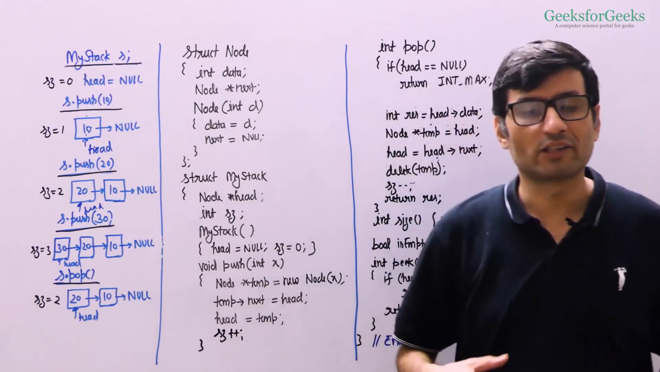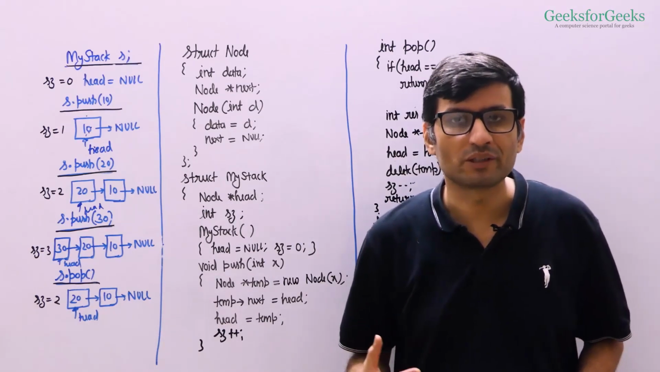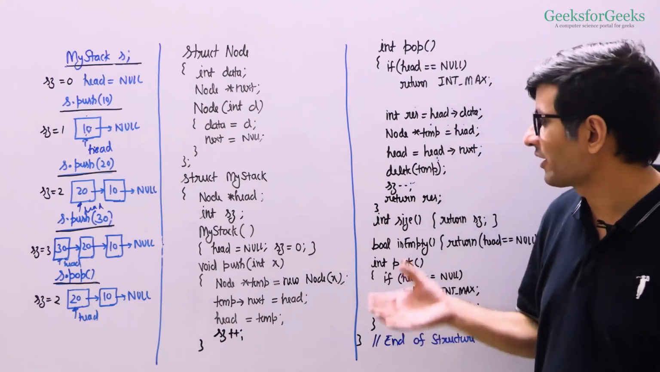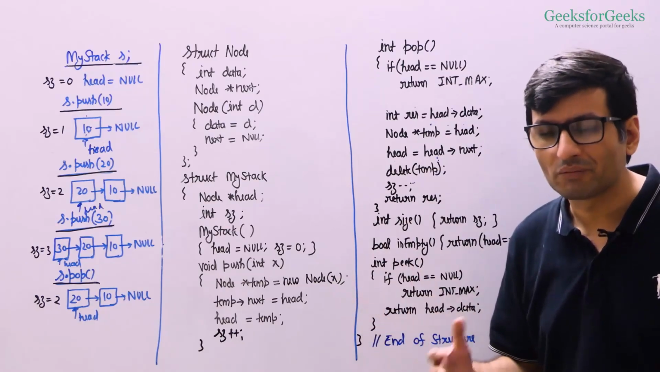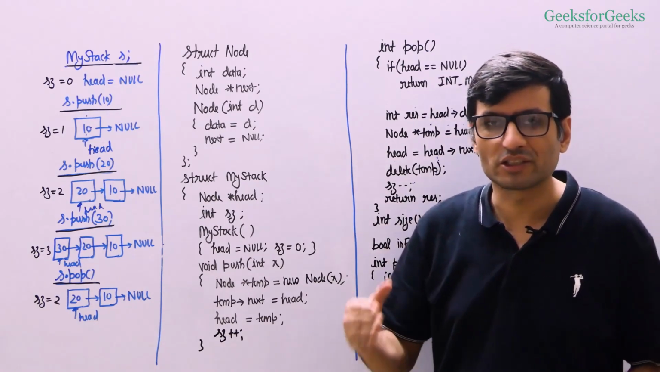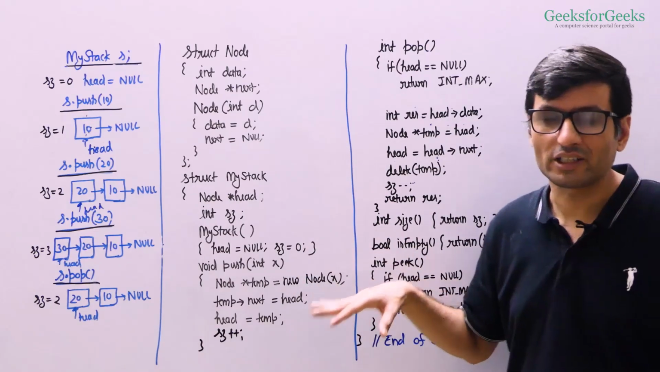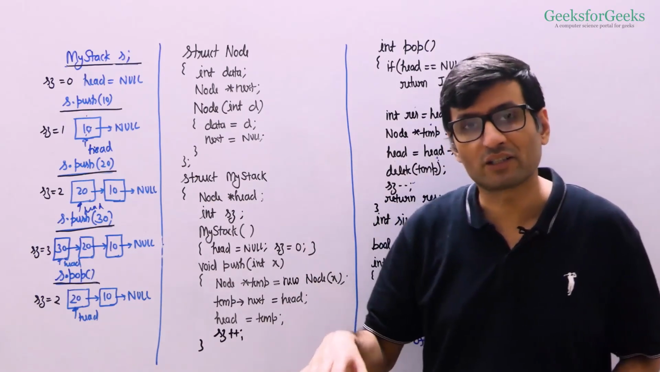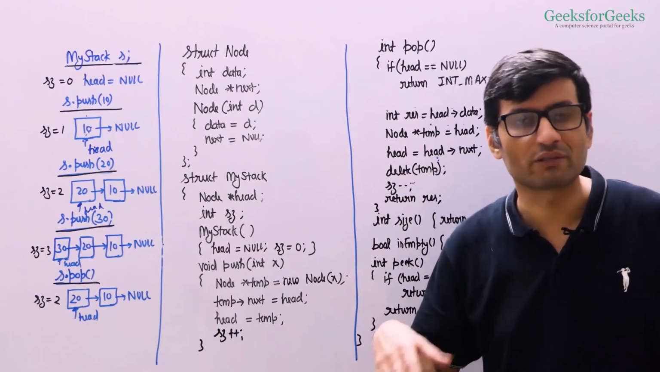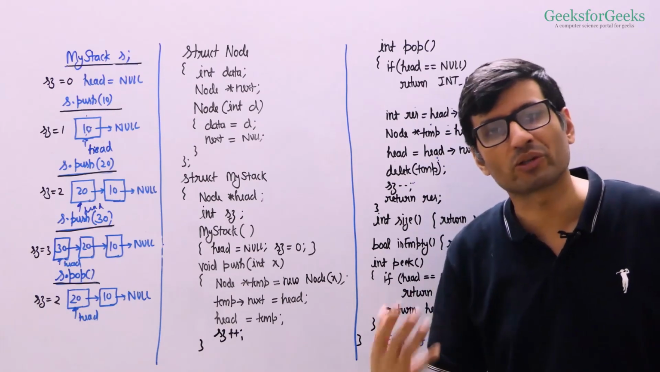Now let's talk about time complexity of this implementation. You can clearly see that all these operations are big O of 1. We are not running any loop anywhere. We are just making some constant operations. So every operation of stack in this linked list implementation is big O of 1, and that too worst case big O of 1, not like vector implementation where we had amortized big O of 1.